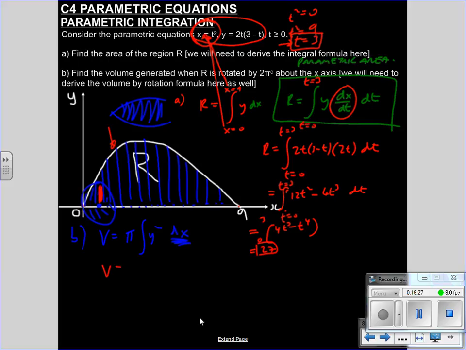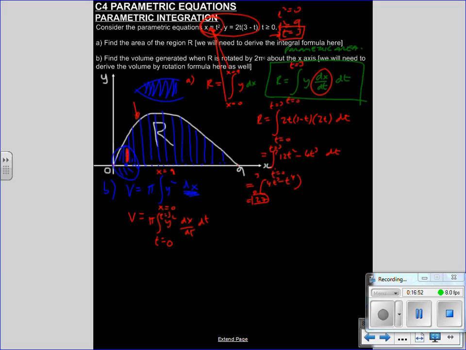Again, to make it parametric, because here's your limits, 0, 9. To make it parametric, it's exactly the same. dx by dt, because the dt's cancel and you're left with what you had before. And again, we need to convert our limits, so t is 0 and t is 3. And now we would just integrate this thing as normal. So pi, what's y squared? So that's 4t squared, 3 minus t all squared, times by dx by dt. We found that out earlier was 2t dt.